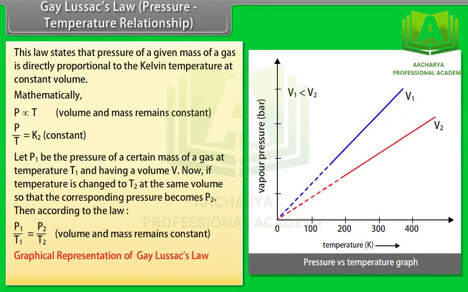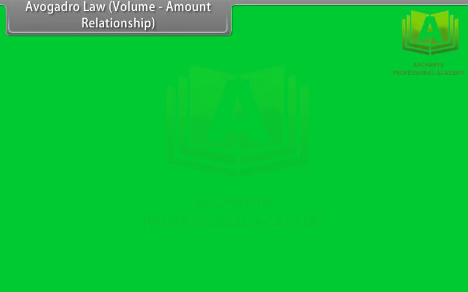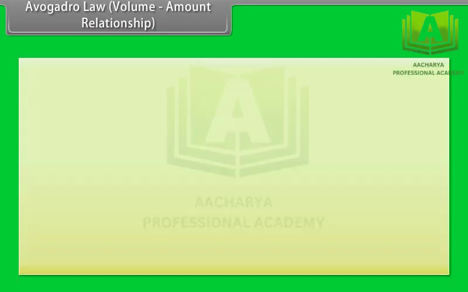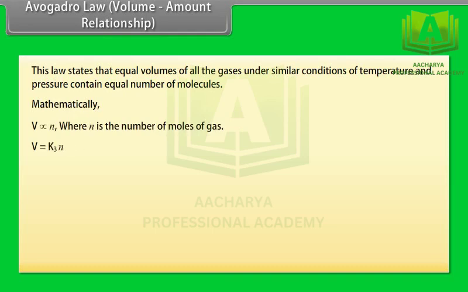Graphical representation of Gay-Lussac's law. Each line of this graph is called an isochore. Avogadro's law. Volume-amount relationship. This law states that equal volumes of all gases under similar conditions of temperature and pressure contain equal numbers of molecules. Mathematically, volume is directly proportional to the number of moles of gas. V is equal to K3 n, where K3 is the constant of proportionality.